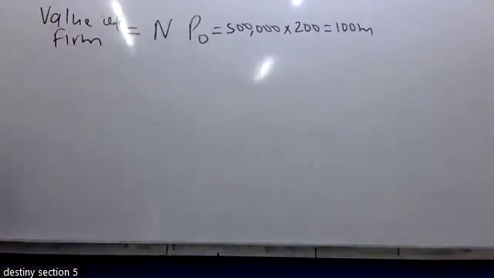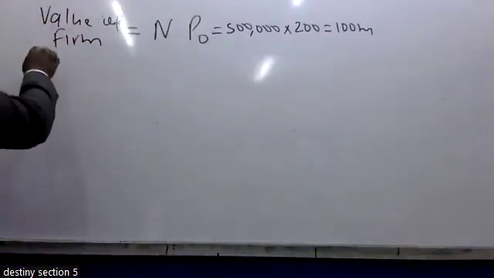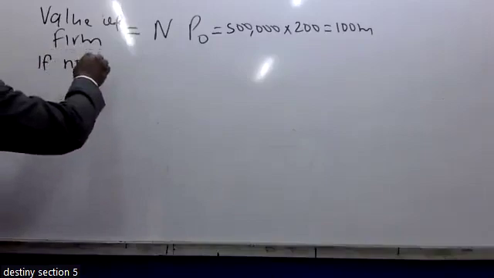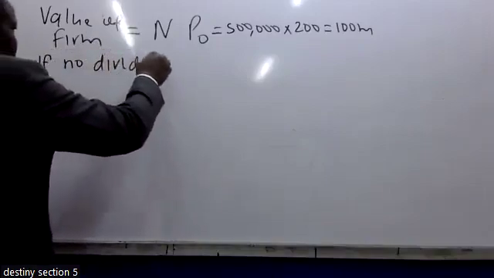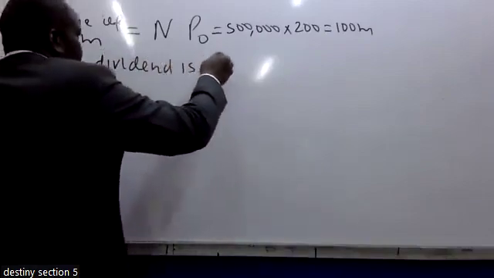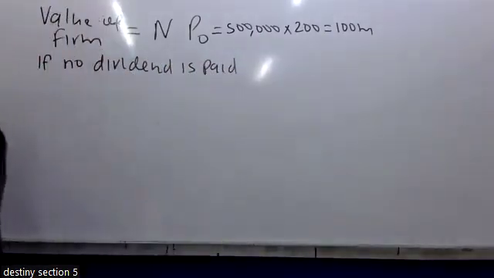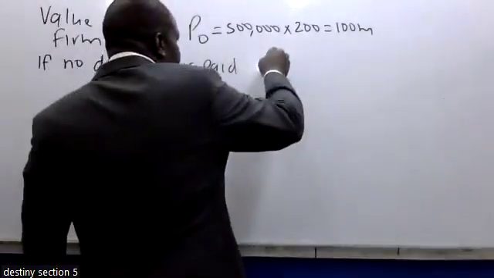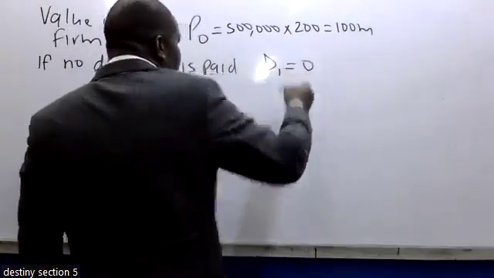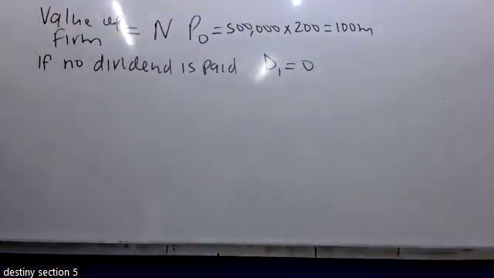So let us now start with if no dividend is paid. You want now to check, if no dividend is paid, what should be the value for the firm? If no dividend is paid, it means D1 is equal to 0.